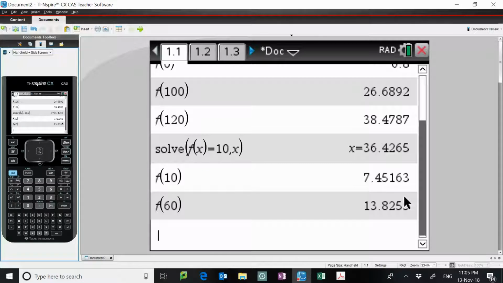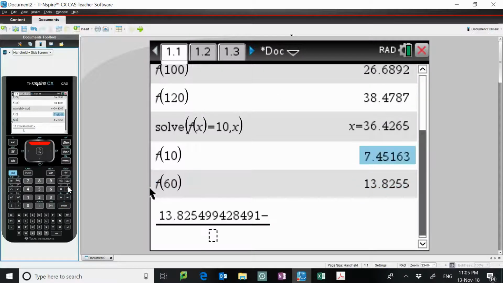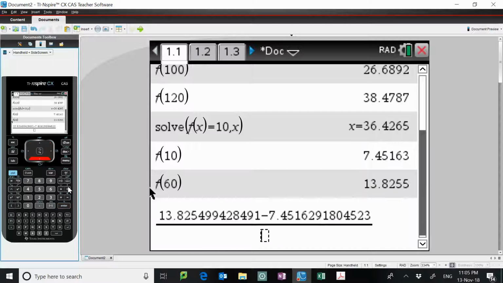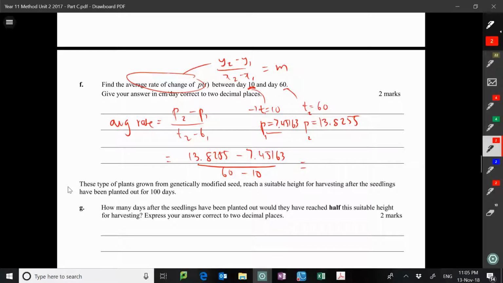But if I were to do it, this is how I would have done it. I would have gone to my CAS average. So in the numerator, it should have been 13.8 something minus, and I highlight this one, drop it down, and this one should have been 60 minus 10. Bam! They told me to round the answer off to how many decimal places again?